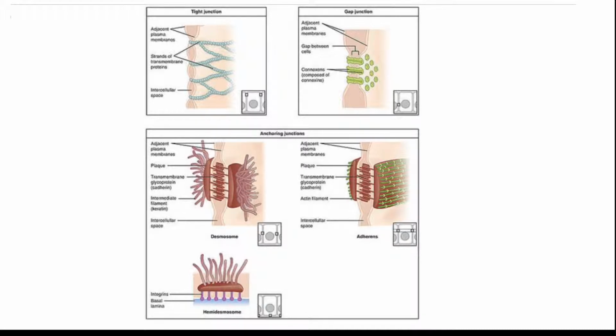So in a hemidesmosome, there are also intermediate filaments, but they're actually pointing upward and not to the side, and they're connected to the integrin, which is a transmembrane protein, and the integrin connects to the collagen below, which also attaches to the ECM. So it's almost like a whole cycle. And these types of anchoring junctions keep our skin stuck to us.